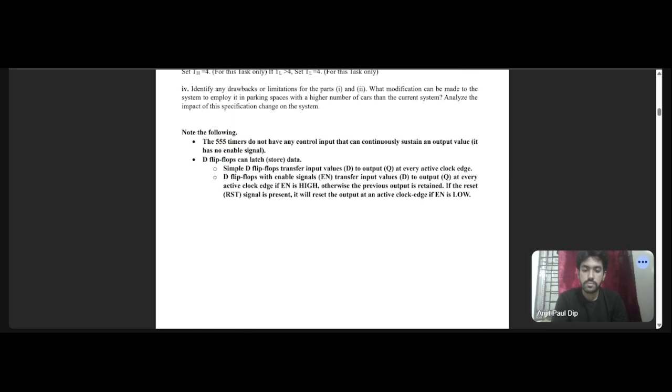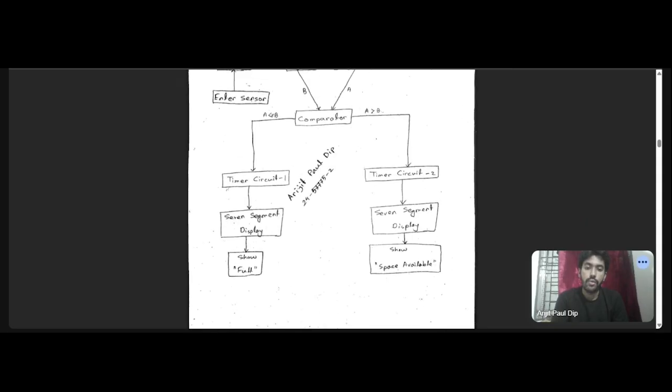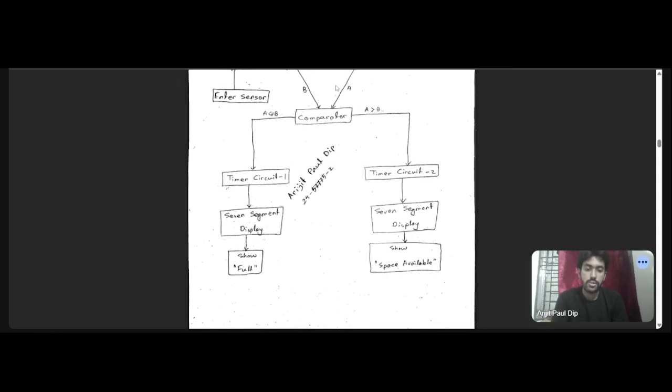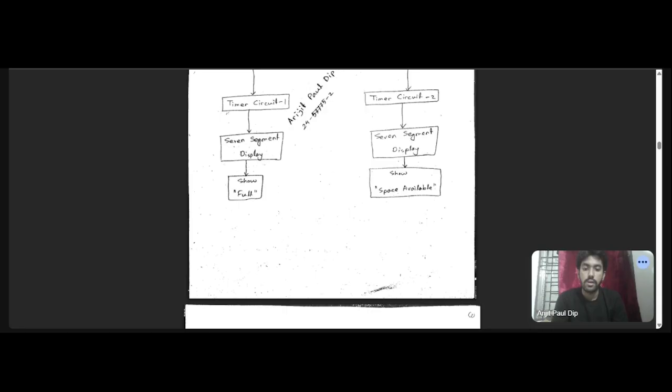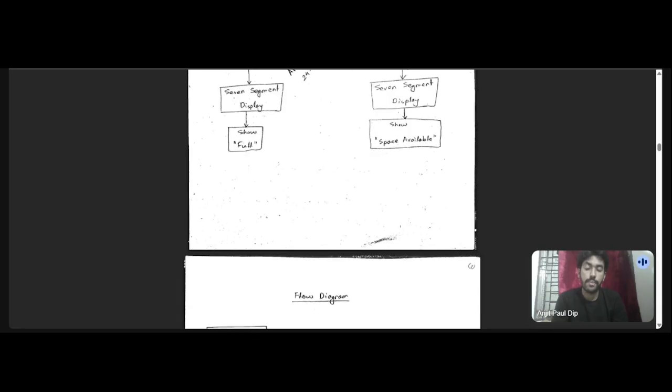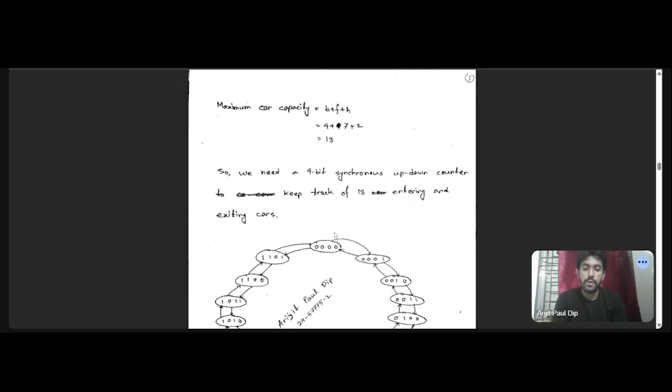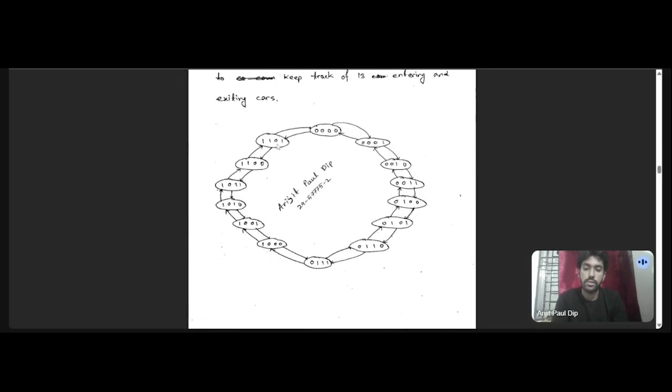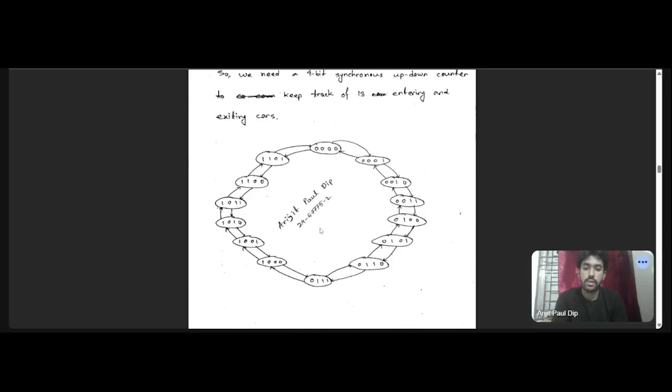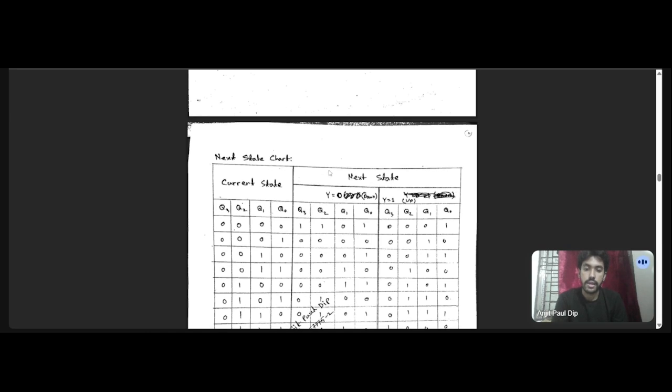Then in task 1 later, we were asked to show the internal architecture of the counter. As previously mentioned, to achieve this we have to have a 4-bit up down synchronous counter. So for that, we first drew the state diagram for the synchronous counter. Then we created a state table called the next state table.